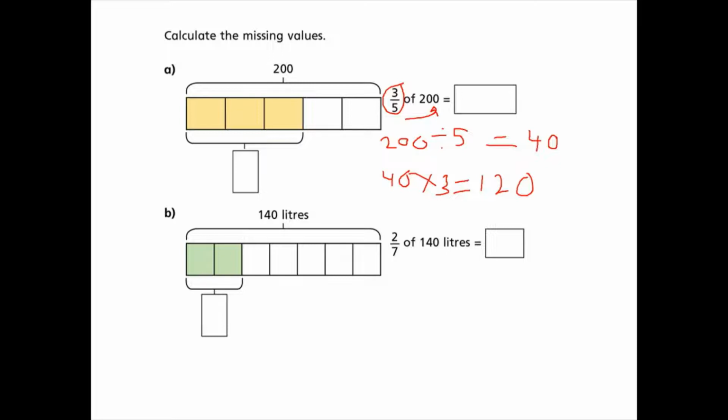We're finding 2/7. So the first thing we're going to do is 140 divided by 7. Again, if we ignore the 0, we can see that it's 14 divided by 7, which is 2, but it's 140, so it's going to be 20. We've got 2 at the top as our numerator, so we're going to do 20 multiplied by 2, which equals 40.